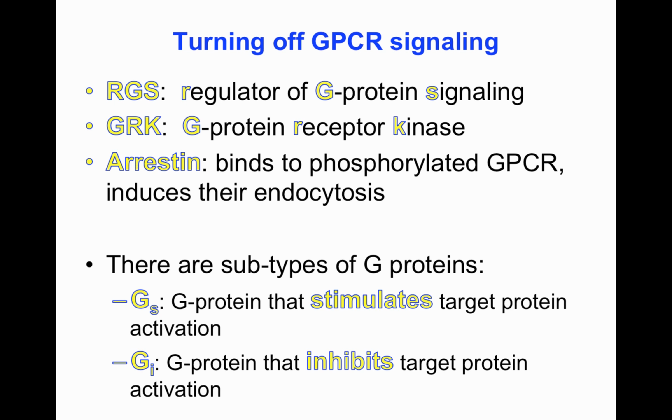Another one is going to be the G protein receptor kinase. That is the protein that is able to phosphorylate the cytoplasmic domain of the G protein coupled receptor, allowing the protein arrestin to come and bind to the phosphorylated G protein coupled receptor. That is going to induce the endocytosis of the receptor. Endocytosis is going to be mediated by a clathrin-coated pit. We haven't learned about this yet, but we will in the next section of the class.